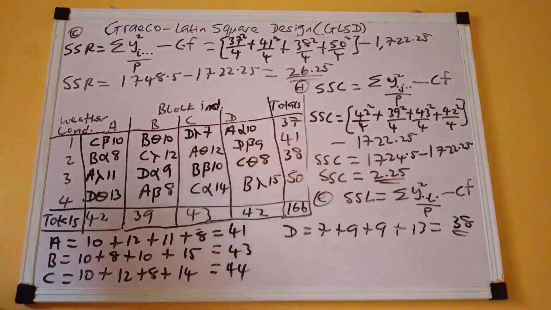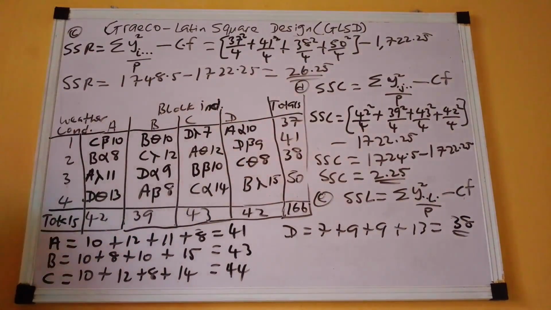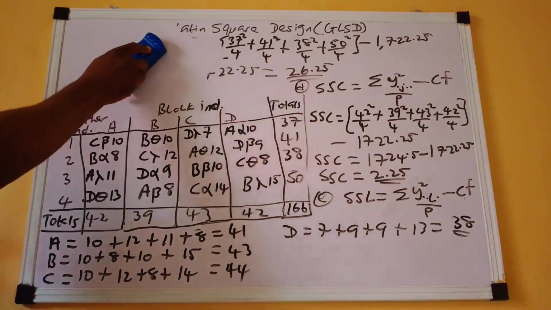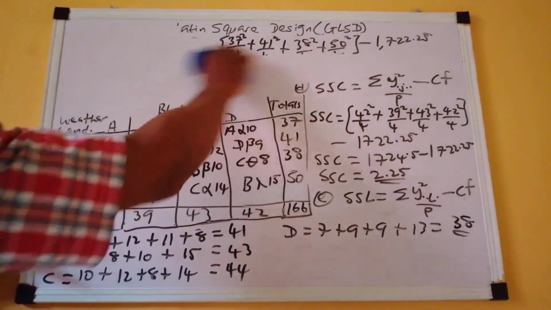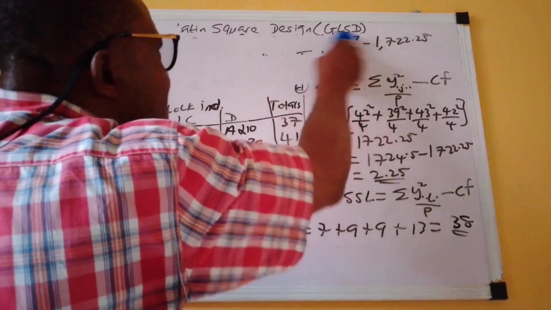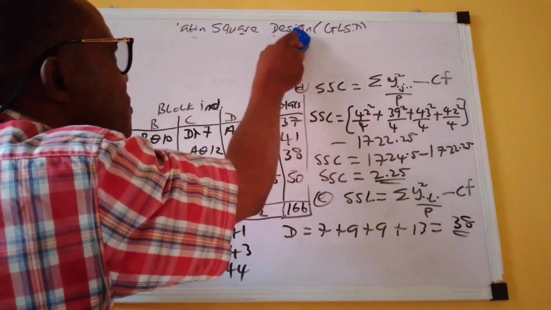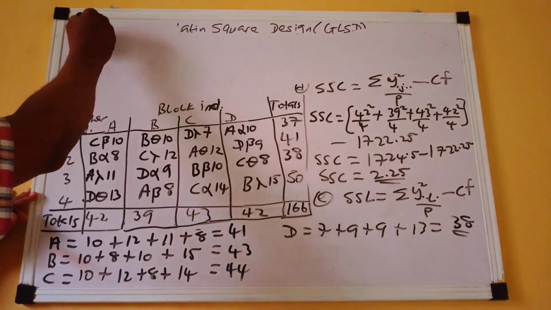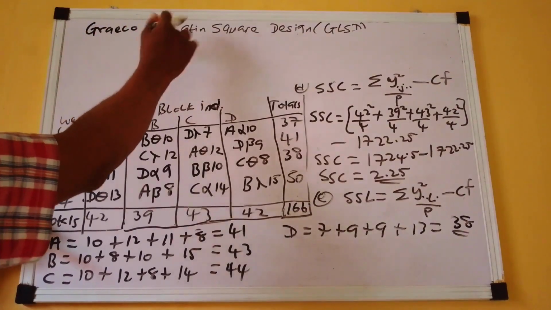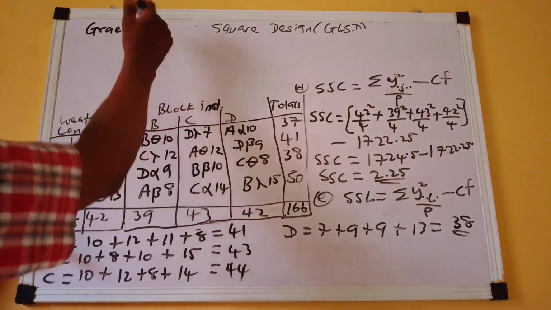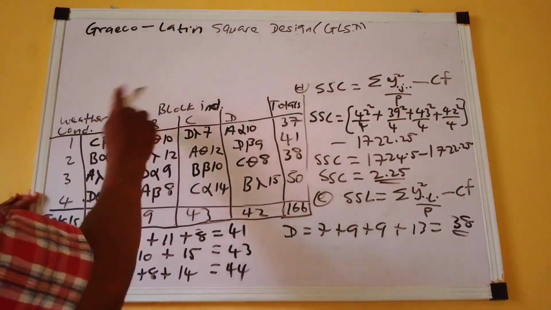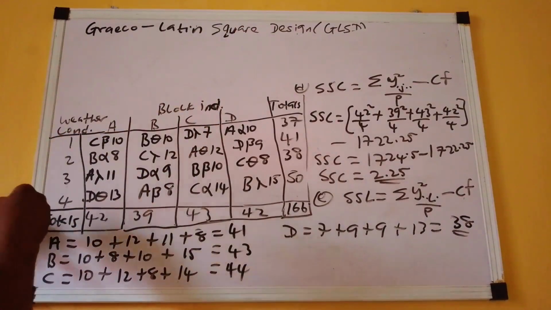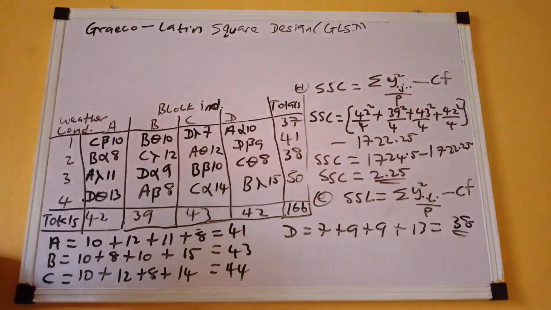So you can now go ahead to calculate the sum of squares for the Latin letters. Permit me to write this very well: Graeco Latin square design. So that is the topic. So now we are looking at the sum of squares for the Latin letters.